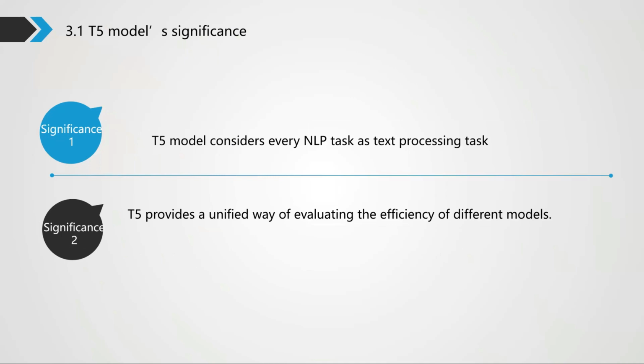And about the T5 model's significance, the T5 model has great significance in evaluating the models in different NLP tasks. First, it considers every NLP task as a text-to-text task, and it provides a unified way of evaluating the efficiency of different models by just solving text-to-text tasks.